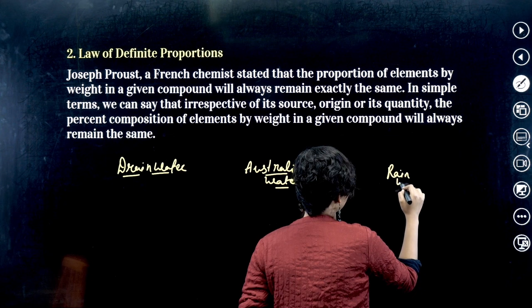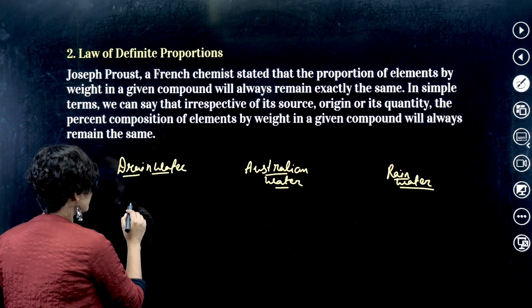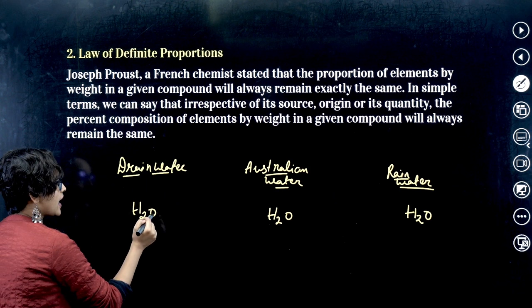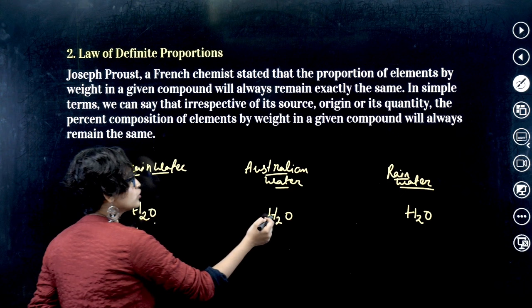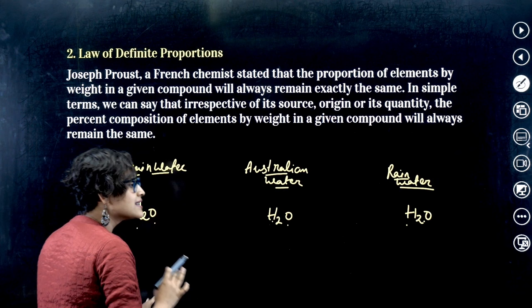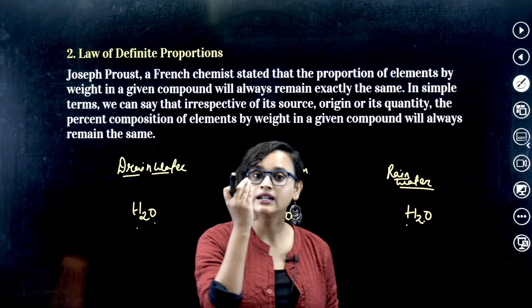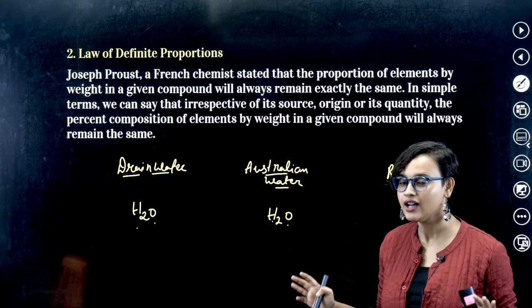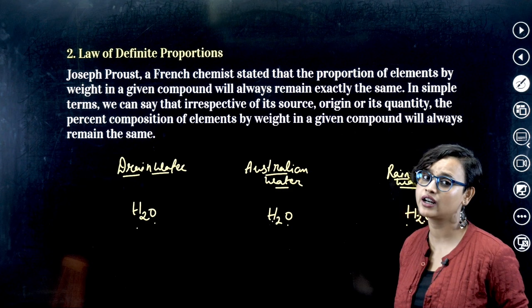Now, wherever you take the water from, my dear students, it will always be H2O. It will always be 2 gram of hydrogen reacting with 16 gram of oxygen producing 18 gram of water. So it doesn't matter where you take the compound from, the ratio or percent in which the constituents are present will always be the same. It will always be 2 hydrogen atoms and 1 oxygen atom. That won't change. So it will always remain exactly the same.